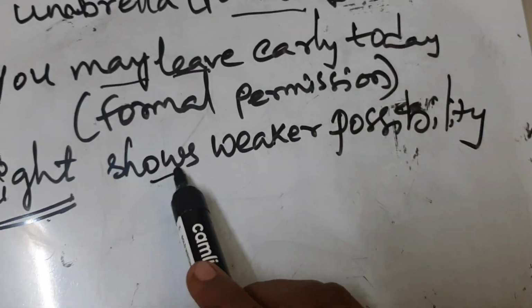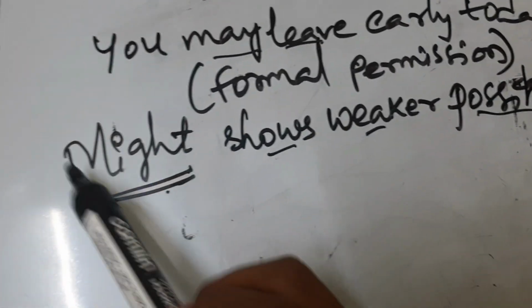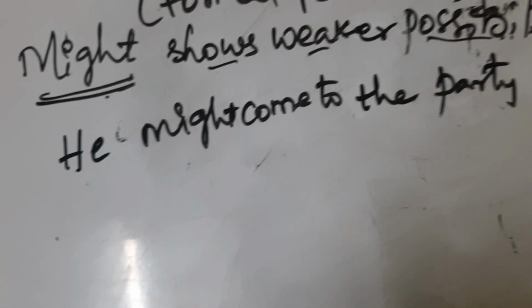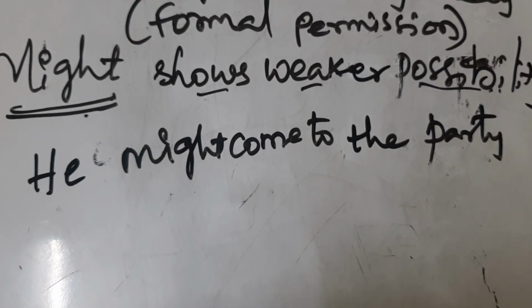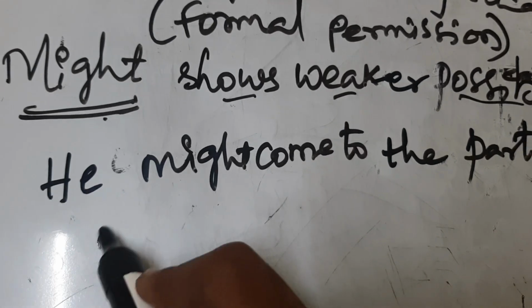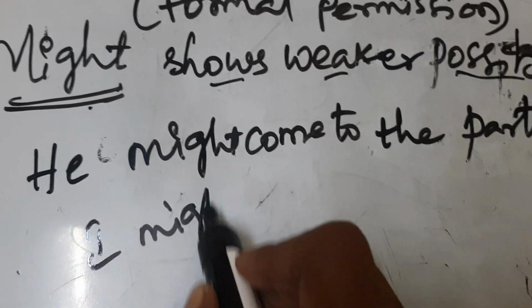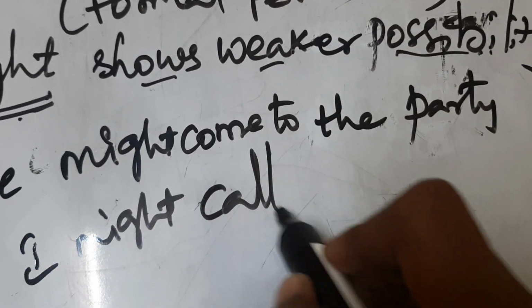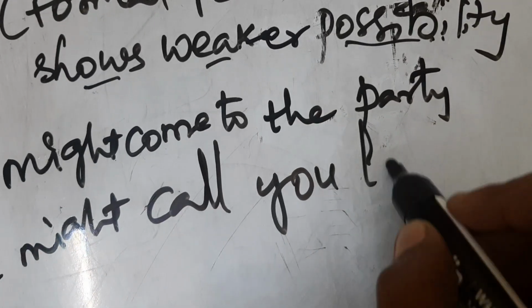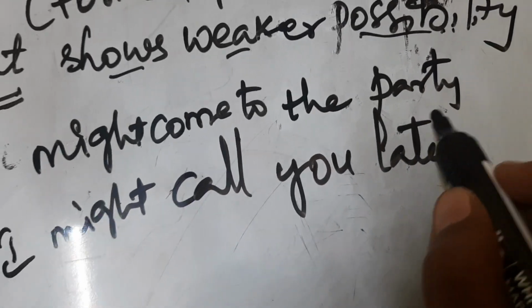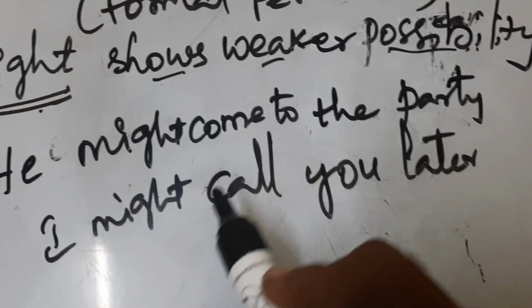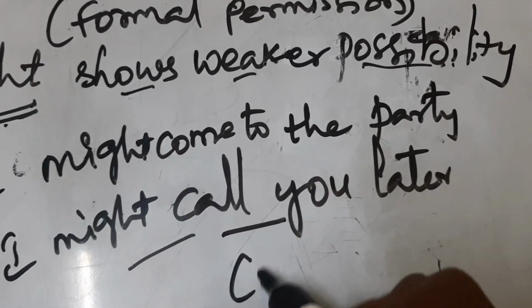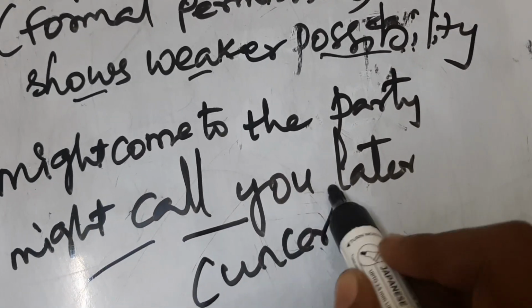Might shows weaker possibility. He might come to the party. Weaker possibility. And I might call you later, which is an uncertain plan.